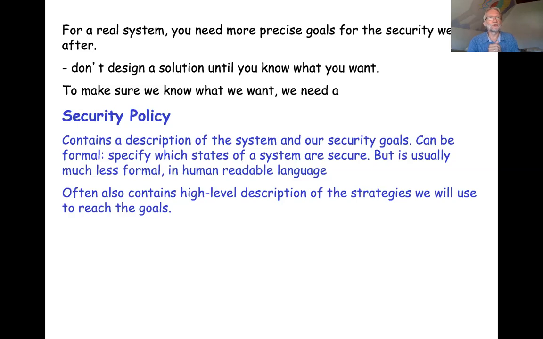That's fine, but of course, it's not really an operational way to think about this at all. It would be very, very hard to understand what such a policy actually means. So therefore, security policies are usually much less formal. They'll be pieces of text in human readable language, usually. And they will also often contain some high-level description of the strategies we're going to use in order to reach those goals.